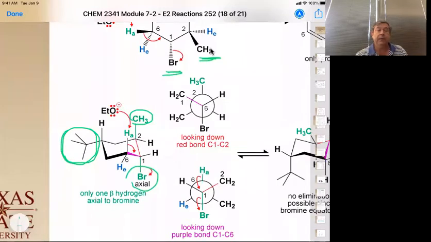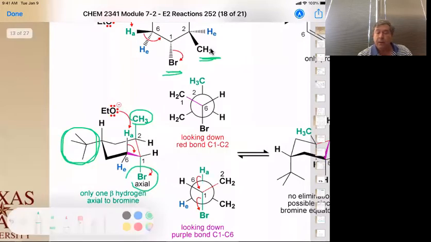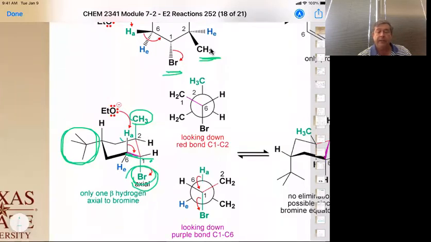Okay, so if we look down this bond with the number 1 and number 6 right here, we see that our bromine is axial and we have a hydrogen that's axial. So we have a configuration that is favorable to react, okay? But it's only a secondary carbon. Zaitsev's rule said we wanted to do it on the more substituted carbon. So let's look at this number 2 right here, okay?